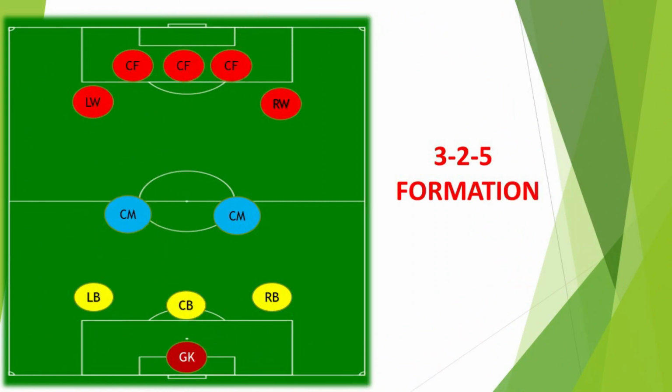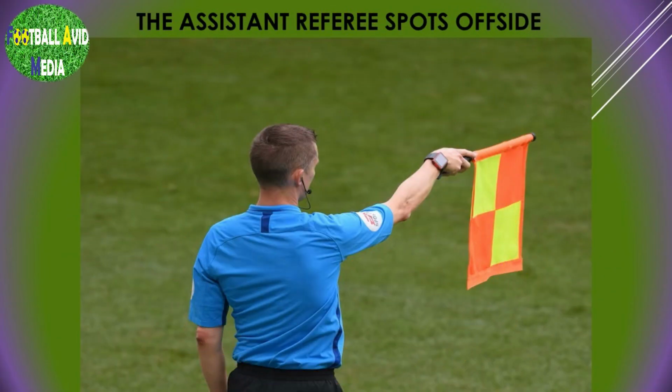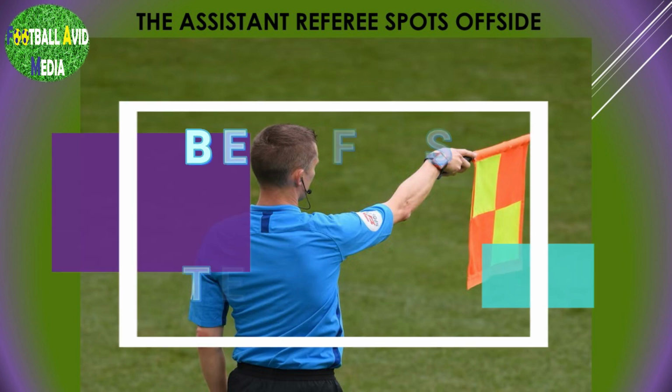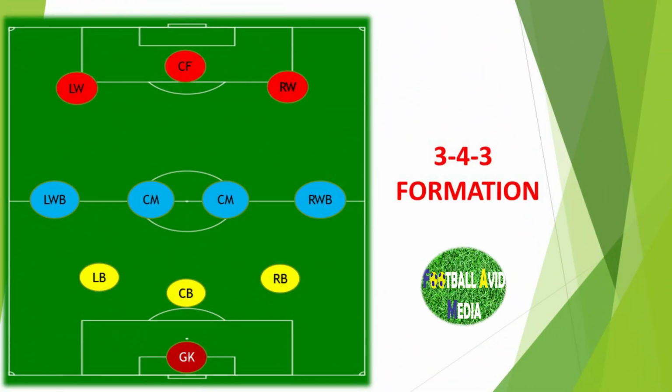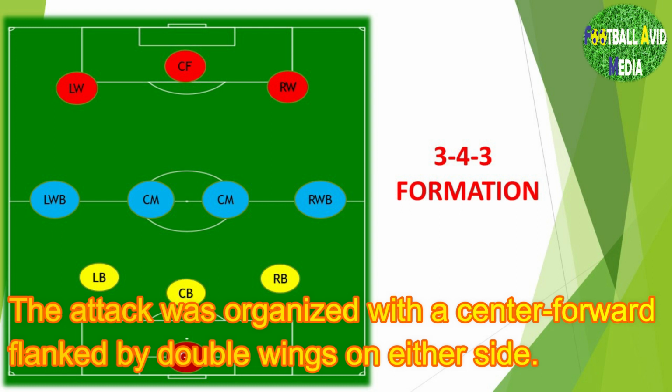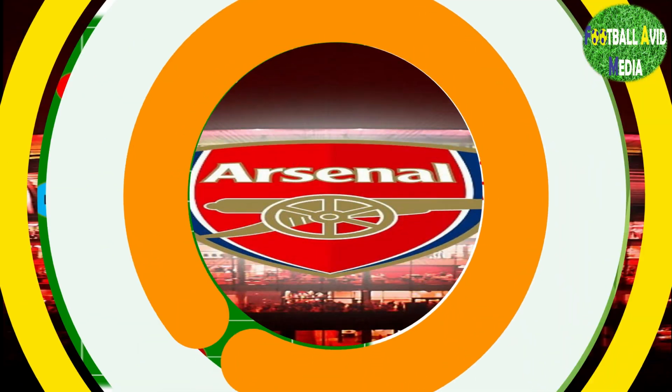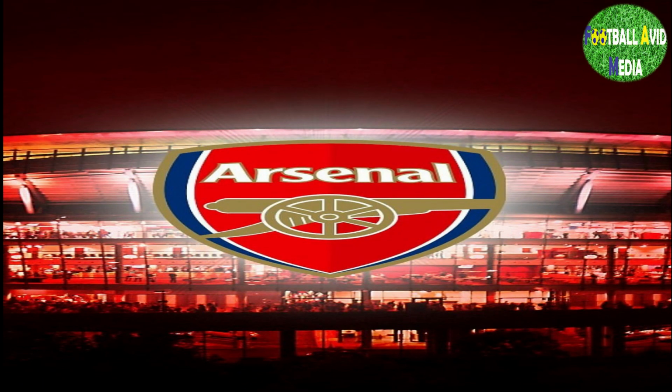3-2-5. After the offside rule change in 1925, attacking and defending strategies transformed, and as a result, new systems of play emerged. Changing the offside rule would benefit the attacking team, so a third halfback was more often considered. Another formation used in this period was the 3-4-3, but it always put emphasis on attack. In front of the 3 defenders and 2 midfielders was a 5-man attack. The attack was organized with a center forward flanked by double wings on either side. Among the most successful teams with this formation was Arsenal.